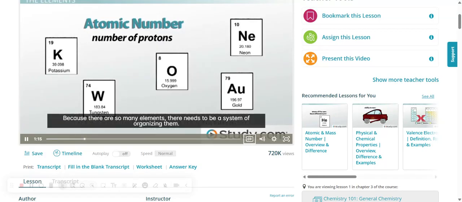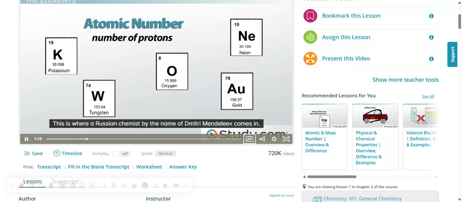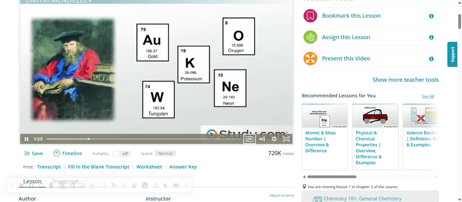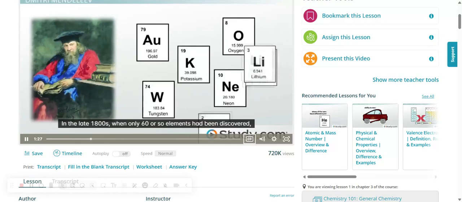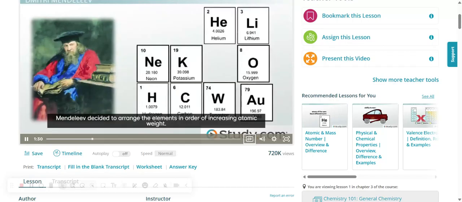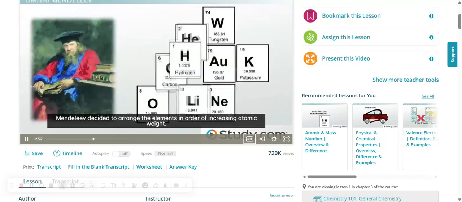Because there are so many elements, there needs to be a system of organizing them. This is where a Russian scientist by the name of Dmitry Mendeleev comes in. In the late 1800s, when only 60 or so different elements had been discovered, Mendeleev decided to arrange the elements in order of increasing atomic weight.